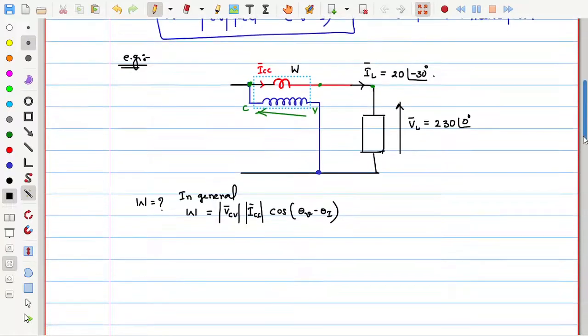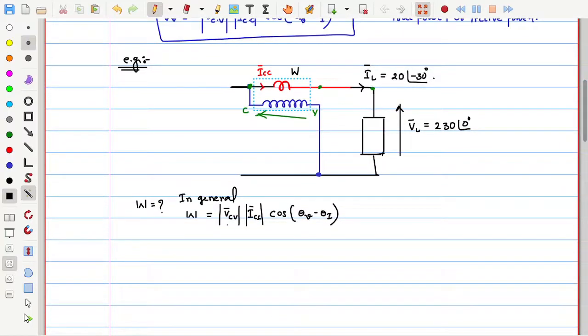Now I need to interpret this expression in such a way that, what is the CV voltage? C is connected to one side terminal of the load. Let us say this is 1 dash. So 1 is connected to C and V is connected to 1 dash. Between 1 and 1 dash, how much is the voltage? VL.